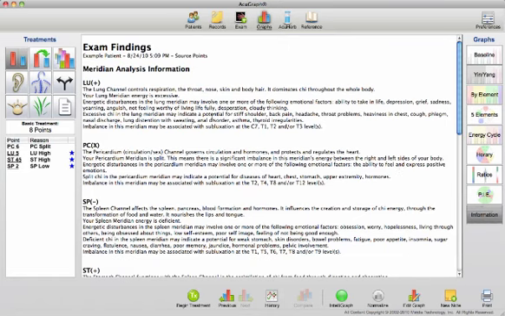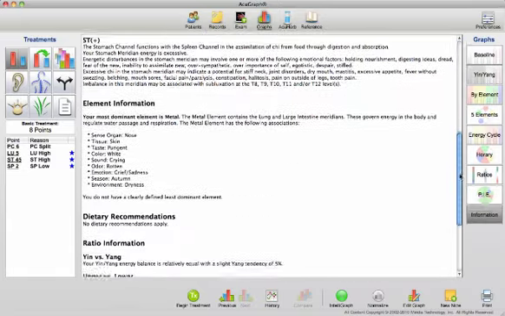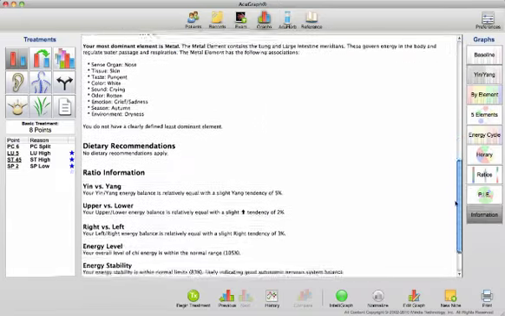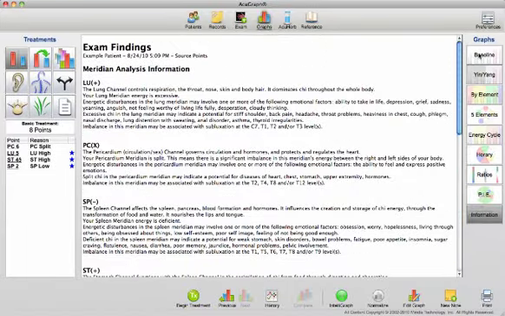It talks about each one of the imbalances, the types of things that that channel does and controls, and then the types of symptoms that may be associated with that imbalance. Gives you the opportunity to talk with your patient about symptoms, as well as to help them understand the connection between the energetic balance of their meridians and the symptoms they may be experiencing. As you scroll through, it will also give information about 5 elements, dietary recommendations, ratios, and custom treatment recommendations.